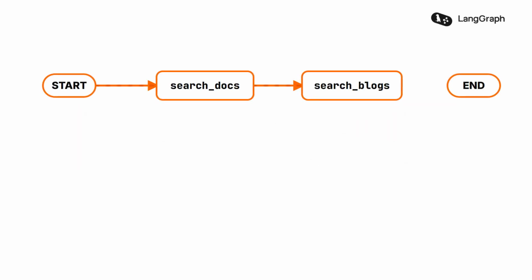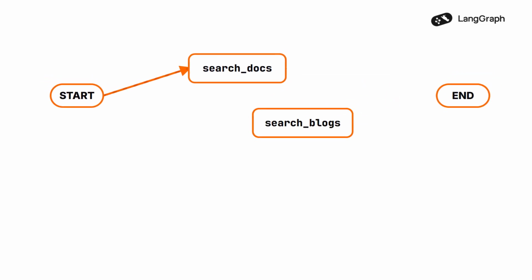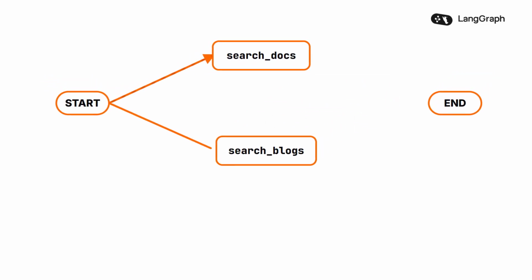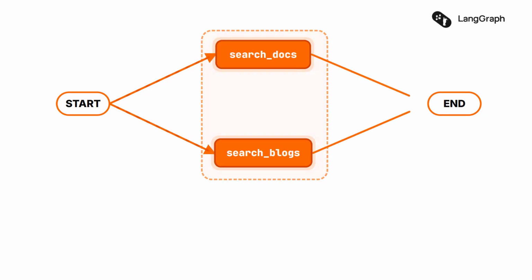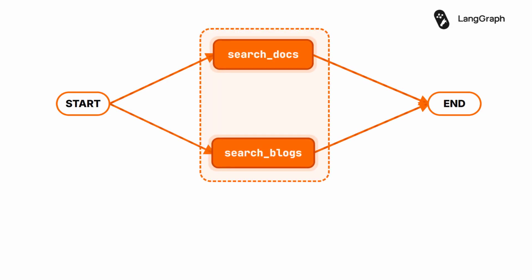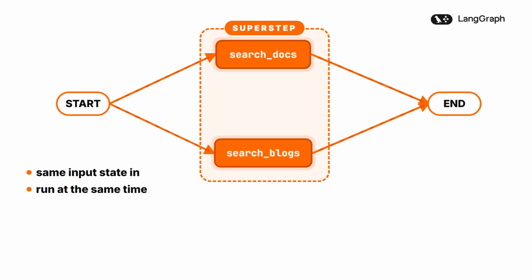Everything so far ran in a straight line, one node after another. Reducers look like a convenience there. Change the shape of the graph though and they stop being optional. Watch this. Instead of chaining the 2 searches, we point both of them at start. 2 edges leave start, so both searches run at once, inside the same step. LangGraph calls that a superstep. Every node in a superstep sees the same input state, runs in parallel, and returns its patch. Then all of the patches are applied together.